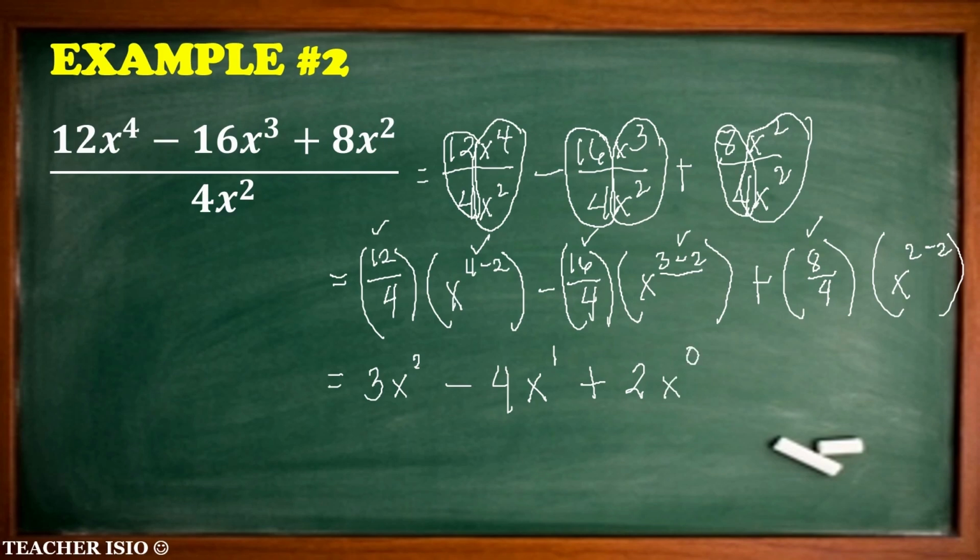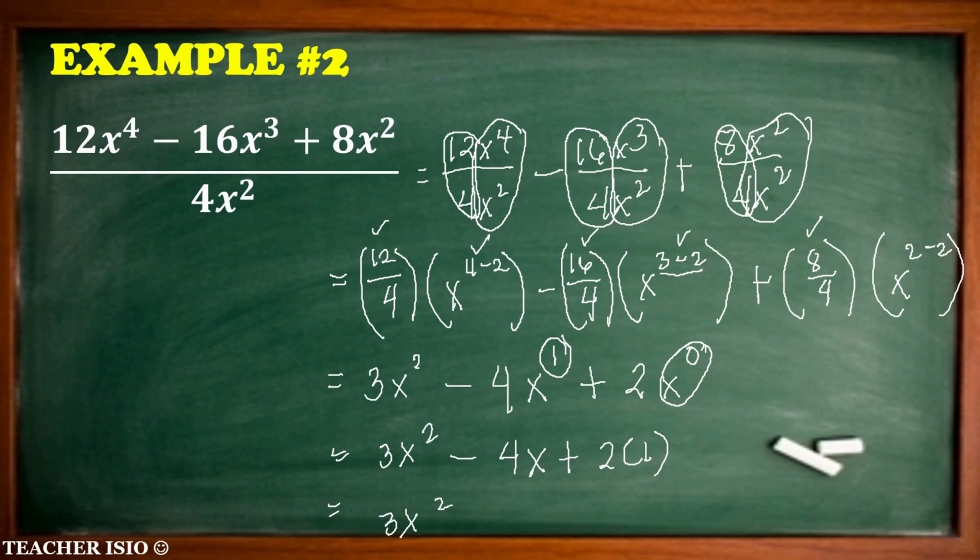Let's continue. So, just bring down 3x squared. Minus, di ba kapag ang exponent ay 1, hindi na natin kailangan isulat. So, we have 4x. And then, plus, what is x raised to 0? We have 1. So, let's continue. We have 3x squared minus 4x plus 2. So, this is the quotient. 3x squared minus 4x plus 2.